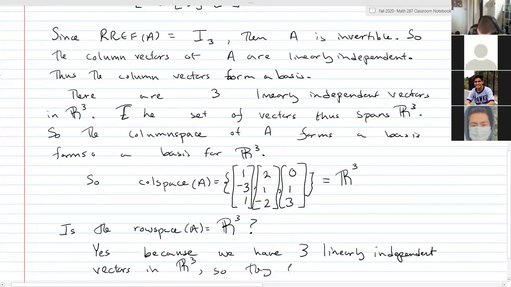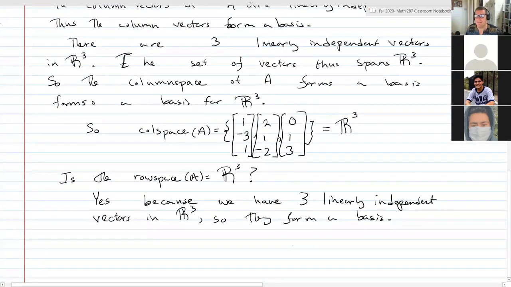So they form a basis. Professor, what does it mean when you put equals R3? Does that mean it's a basis or spans? Oh, okay, got it. What I'm saying is that it forms a basis for R3. That's a good question. So this is basically saying the column space of A is a basis for R3.